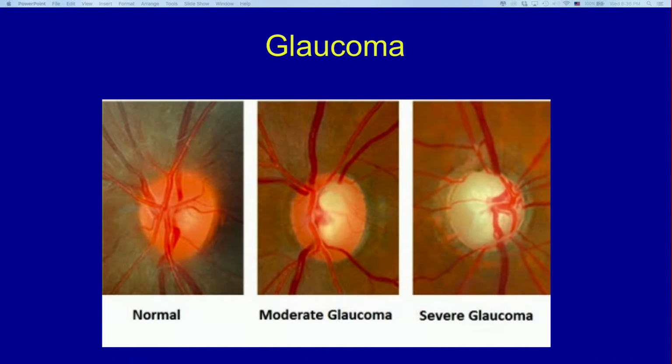The other disease that's very, very important, very common, blinding, is glaucoma. And glaucoma usually has to do with the optic disc, the optic nerve, and this is the front part of the optic nerve where at the eye, you can see it in the eye.